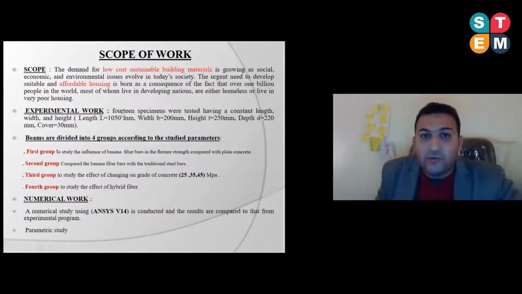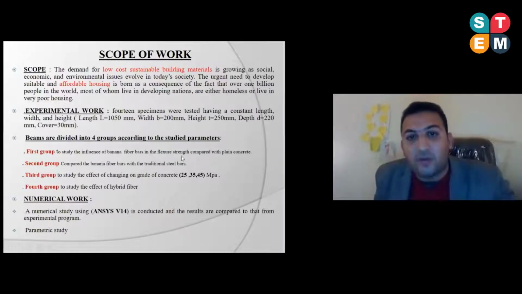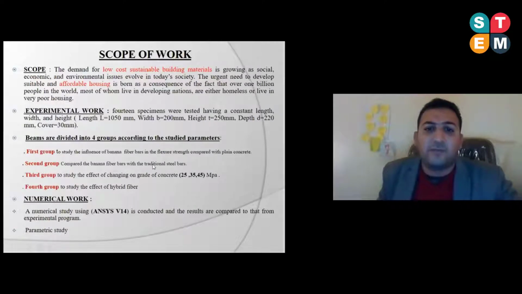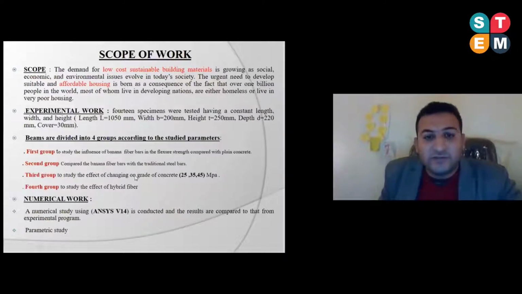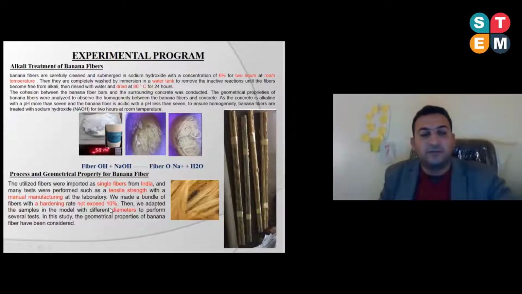Experimental work: 14 specimens with different diameters of the beams. Beams are divided into 4 groups according to the studied parameters. The first group studies the influence of the banana fiber bar on flexure strength compared with plain concrete. The second group compares the banana fiber bars with traditional steel bar. The third group studies the effect of changing the concrete grade from 50 to 35 and 45 megapascal. The fourth group studies the effect of the hybrid fiber. Numerical analysis using ANSYS version 14.